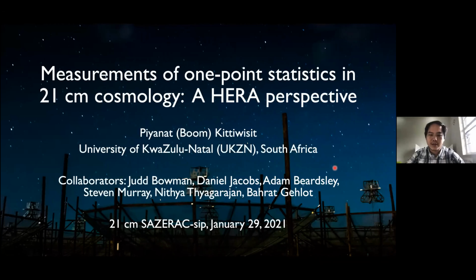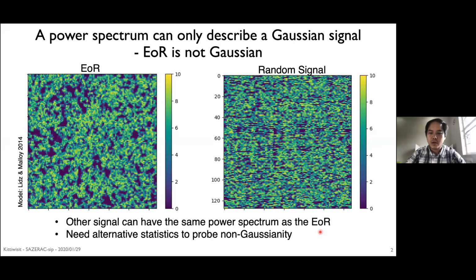Since we just heard a nice overview from Bharat, I'm just going to jump right into the problems. As Sam just mentioned earlier, the 21 centimeter intensity fluctuation field is non-Gaussian. But the problem is that the power spectrum, which most of the experiments are aiming to measure, is only sensitive to Gaussian signals. One way to understand this is through the examples that I have here.